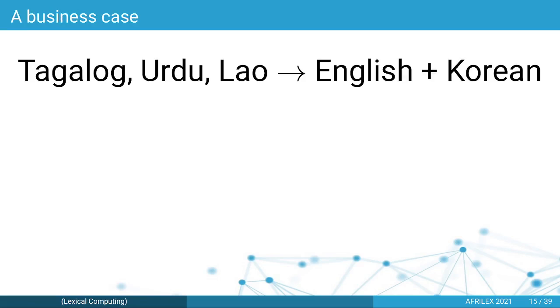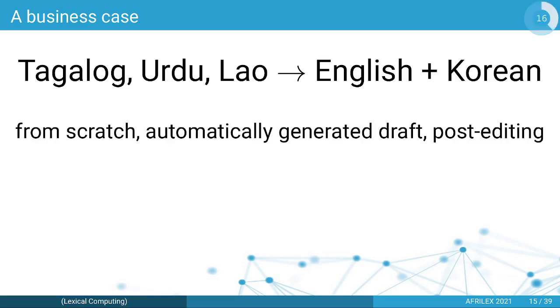Okay, I'd like now to present a particular business case that we were carrying out in the last 2 years at Lexical Computing, and that was focusing on creating 3 bilingual dictionaries from scratch. The 3 dictionaries had Tagalog, Urdu and Lao as the source language, and English and Korean as target languages. They were created fully from scratch using an automatically generated dictionary draft, and part of the dictionaries were later post-edited manually. When I say part, it was 15,000 entries out of the 50,000 entries that were altogether created. 35,000 entries were left entirely automatically produced.